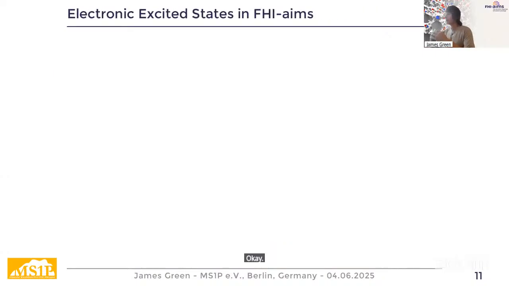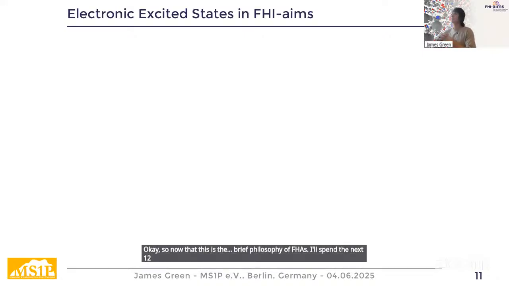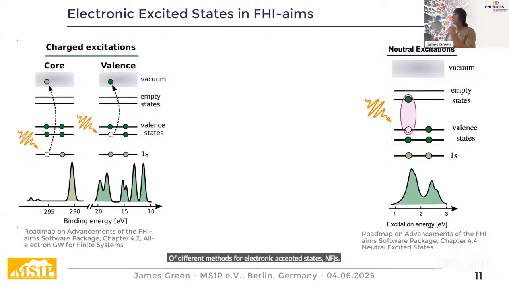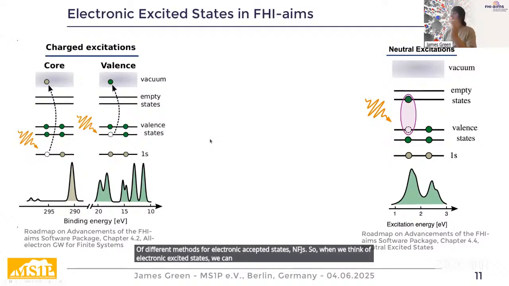Okay, so now that this is the brief philosophy of FHI-aims, I'll spend the next 12 minutes or so just giving an overview of different methods for electronic excited states in FHI-aims. So when we think of electronic excited states, we can broadly categorize them in two ways.